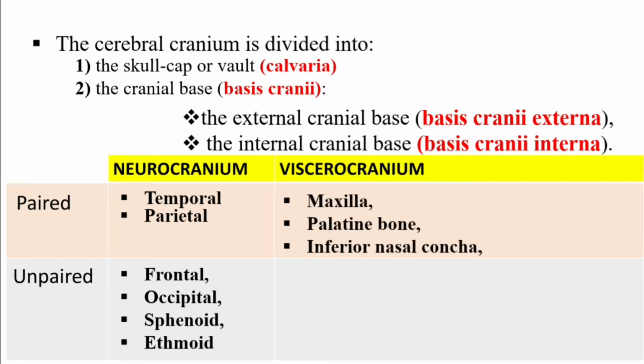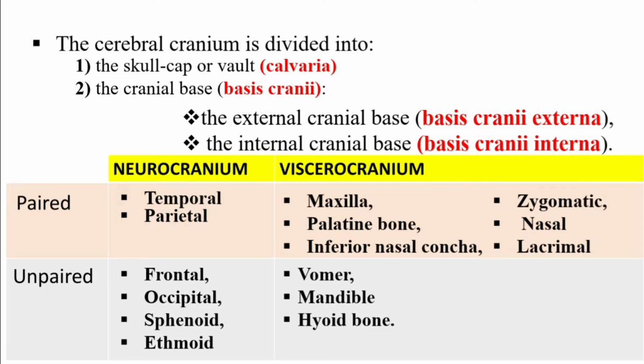Viscerocranium, it is a lot of paired bones, right? The maxilla, palatine bones, inferior nasal conch, zygomatic bone, nasal bones, and the lacrimal bones. So those are the paired bones, and unpaired bones include the vomer, mandible, and the hyoid.